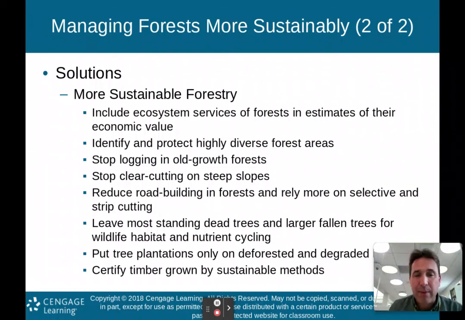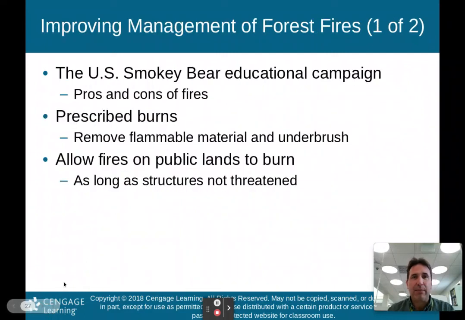And certify timber grown by sustainable methods so that when you go to Home Depot or Lowe's, you can look and say, all right, this timber is not grown by sustainable methods. I'm not buying that piece of lumber. This piece of lumber, though, is grown by sustainable methods because it's certified. That's the one I'm going to buy. And then hopefully by doing that, we can manage our forests more sustainably.